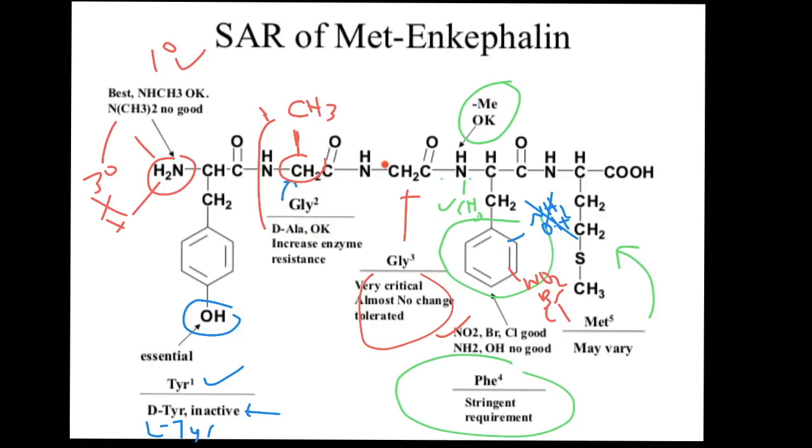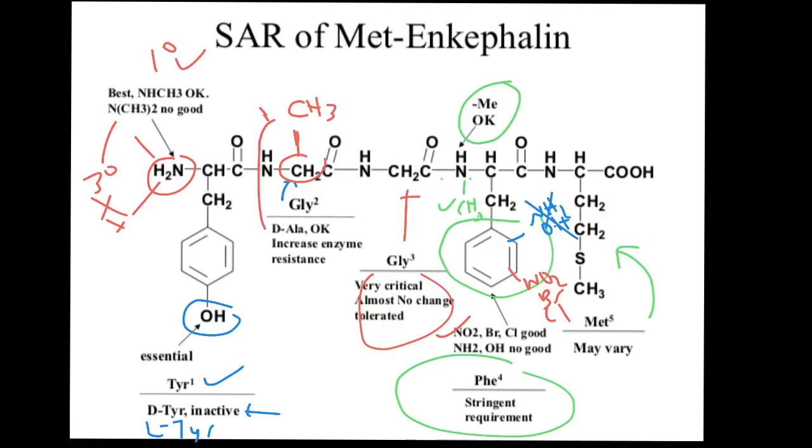Your next glycine group, you cannot change this glycine group, otherwise you won't get activity. You can add a methyl group on this amine group. At your phenylalanine group, you need your phenylalanine. You need this phenyl group. Adding electron withdrawing groups like NO2, bromine, or chlorine is good. However, inactive is adding electron donating groups, which are NH2 and OH. This methionine group over here may vary.